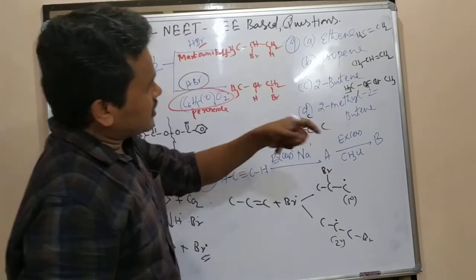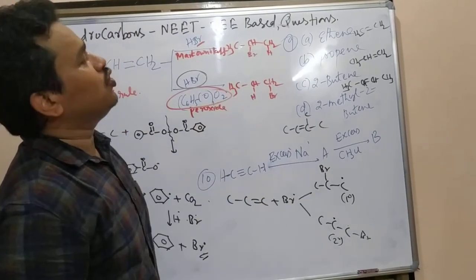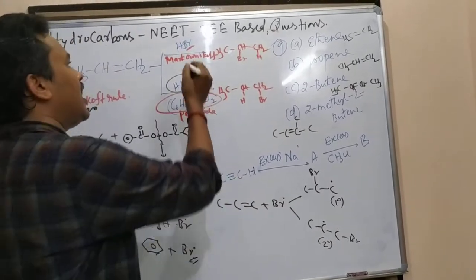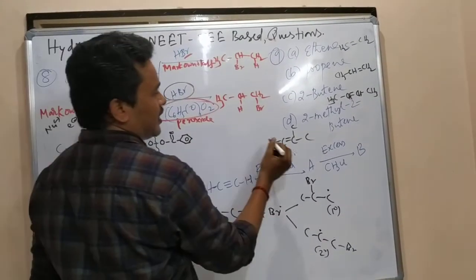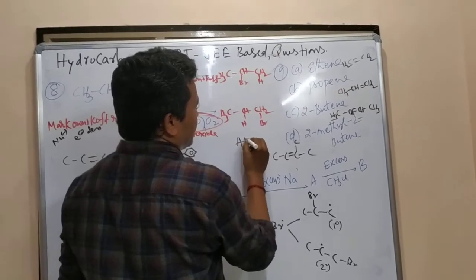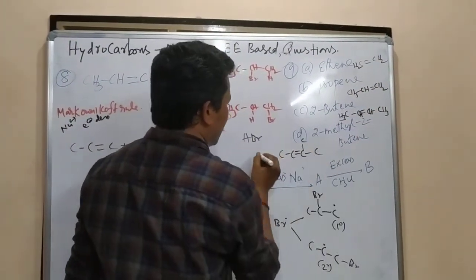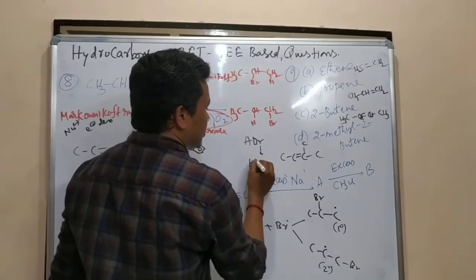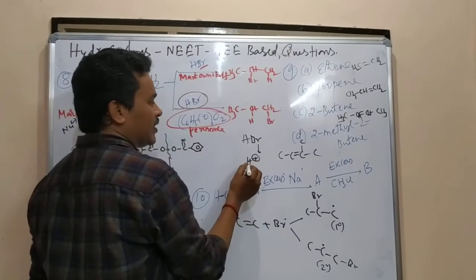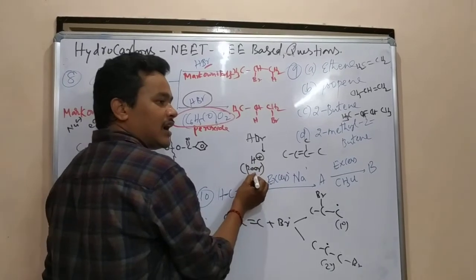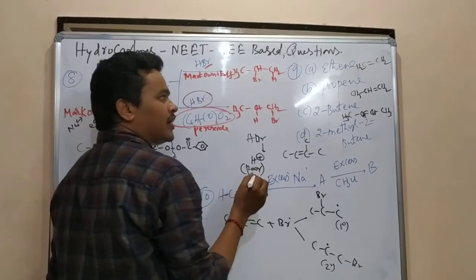Out of these, you have to make an order for the reaction with HBr. In HBr, what is coming to this double bond? This H plus only coming. This is an electrophile only coming. This electrophile will go to which one?